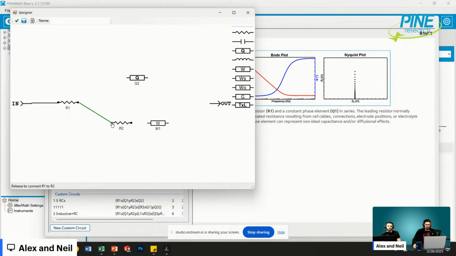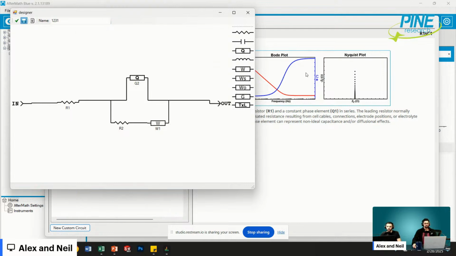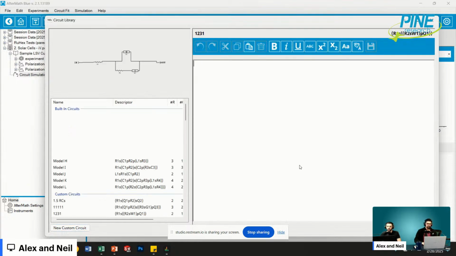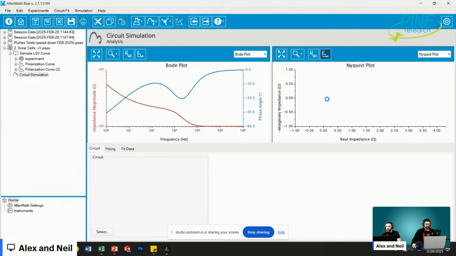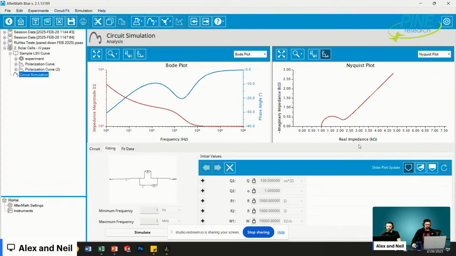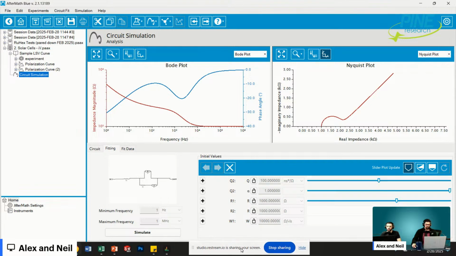So we have a leading resistor for the uncompensated resistance or the series resistance. We have a resistor and a CPE or a capacitor in parallel, as well as a Warburg element in series with the resistor. Just give it some dummy name for now. Okay, and we'll just simulate this. I'll show you where they come into play. So what EIS looks like, it usually looks something like this. Pretty standard kind of shape of a plot.